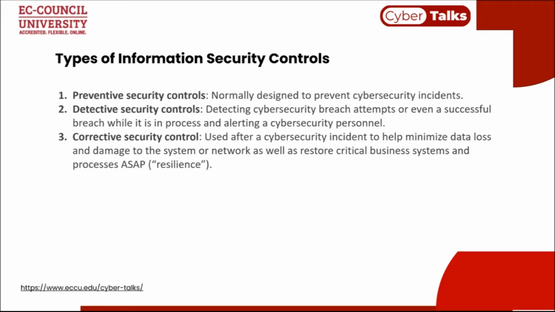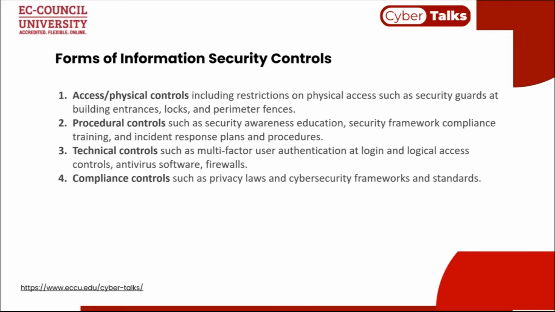Nevertheless, hopefully you will also do your homework and clean up, so that you won't get hit by ransomware again. But that would be an example of a corrective security control. If we look now at the forms of information security controls, here we have basically four types: access and physical controls, procedural controls, technical controls, and compliance controls.